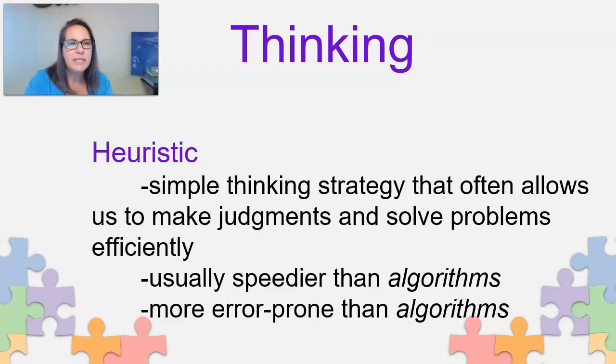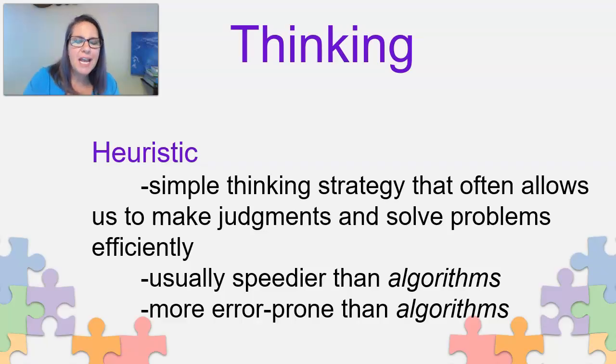Whereas a heuristic is a little bit different. A heuristic is a strategy that allows us to make judgments or to solve problems very quickly and very efficiently. It is almost always a lot faster than using algorithms, but it can be more prone to error. There are a lot of different ways that we use heuristics, and you may not even think about it. Think about how you solve a puzzle. Old-fashioned box of 500 puzzle pieces, you dump it all out. What's the first thing that you're going to do?